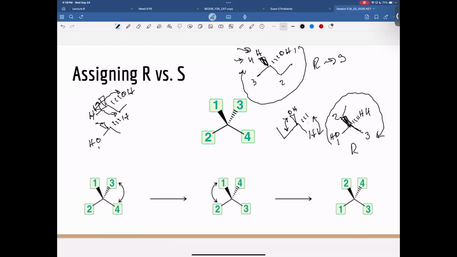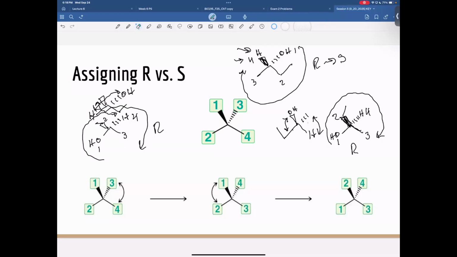And then we number it 1, 2, 3, 4. And this would be R. Does that make sense? There's 3 circumstances that you will see when labeling R or S. Thumbs up if that makes sense.